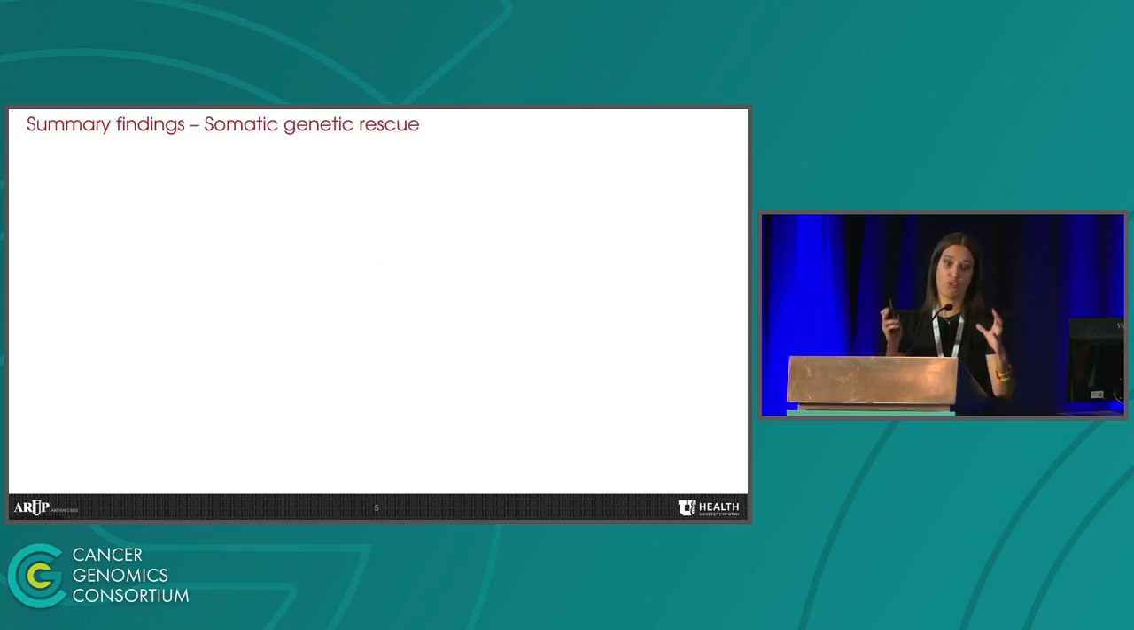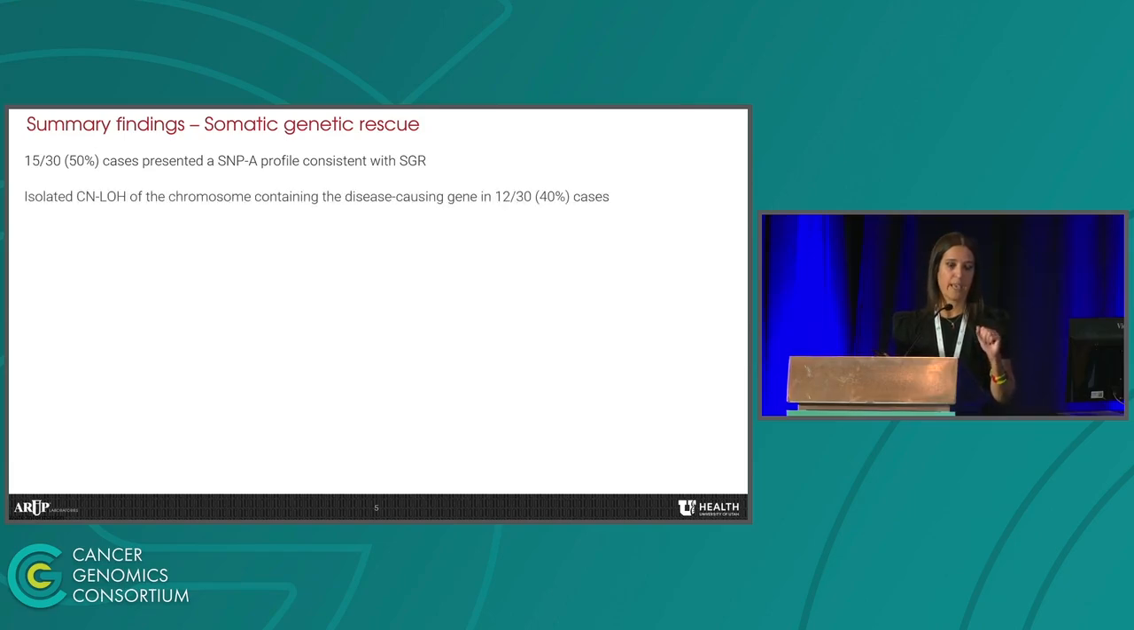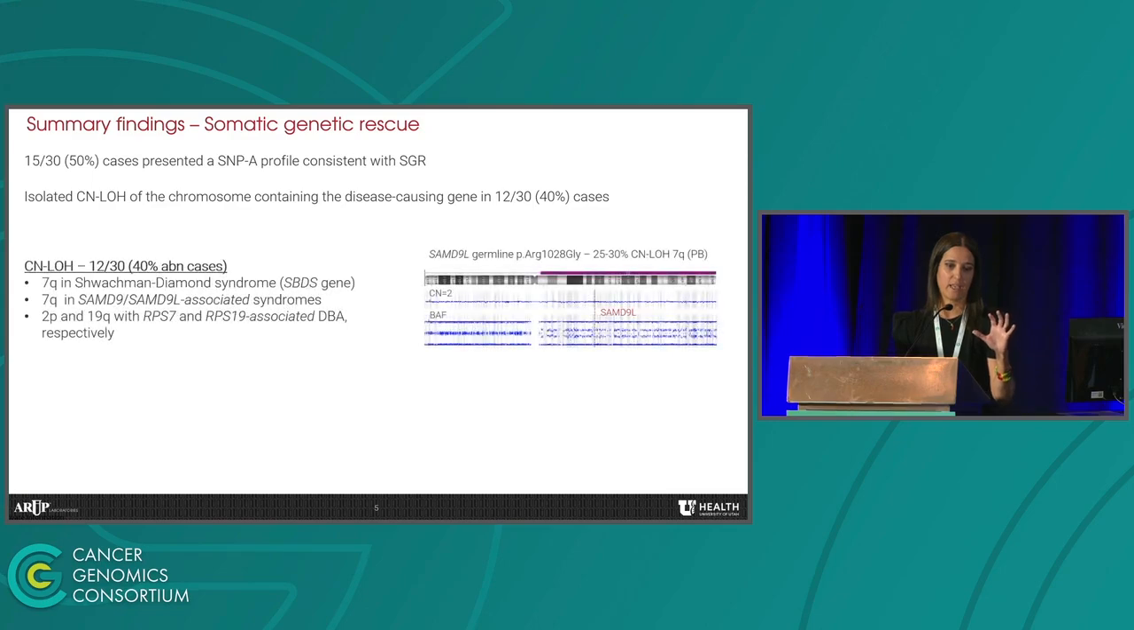I'm going to show you the summary of abnormal findings in two categories. First, we're going to talk about those associated with somatic genetic rescue. 50% of the abnormal findings presented a pattern consistent with somatic genetic rescue, and isolated CNLOH was present in 40% of the cases. Some of these findings were, for example, 7q CNLOH in patients with Shwachman-Diamond syndrome and variants in the SBDS gene, which is located in 7q.